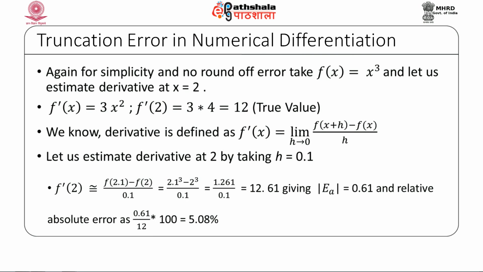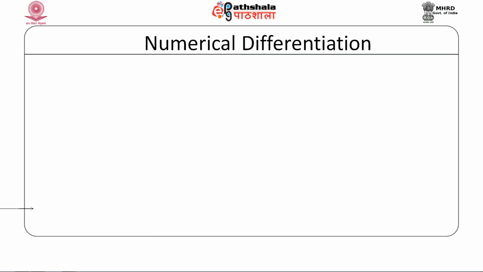If I take h to be 0.1 and try to find the derivative of f at 2 using the formula f at 2.1 minus f of 2 by 0.1, h is 0.1, x is 2 here. So, the f dash 2 estimate is 2.1 cube, because f(x) is x cube here, minus 2 cube upon 0.1, and the answer is 1.261 upon 0.1. So, 12.61. Actual value is 12. So, our absolute error is 0.61 and relative error is 0.61 by 12, because the correct value we know is 12, into 100. So, error is 5.08%.